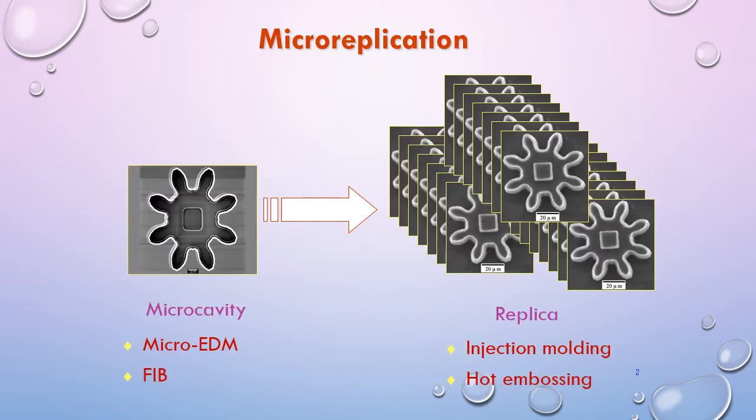Let's see what is microreplication. Microreplication is a process where you create the microcavity via several processes. You might use micro EDM or FIB, and then you replicate the microcavity into multiple parts. This replication can be performed in injection molding, micro injection molding, and hot embossing process.